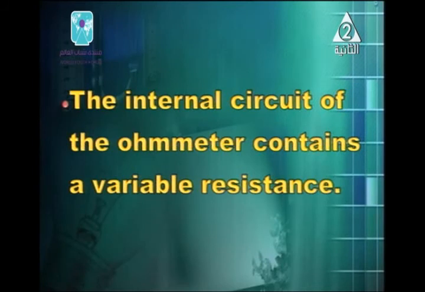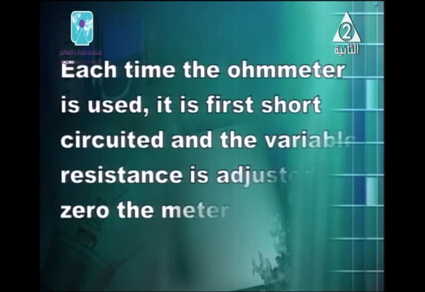Another give reason: the internal circuit of the ohm meter contains a variable resistance. Each time the ohm meter is used, what happens? It is first short-circuited, and the variable resistance is adjusted to zero the device, to zero the meter.